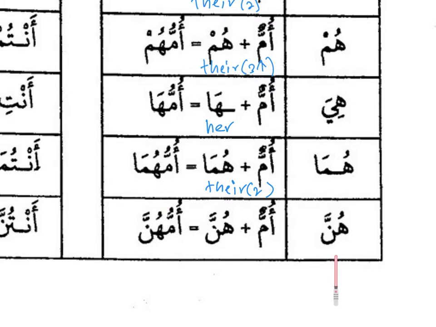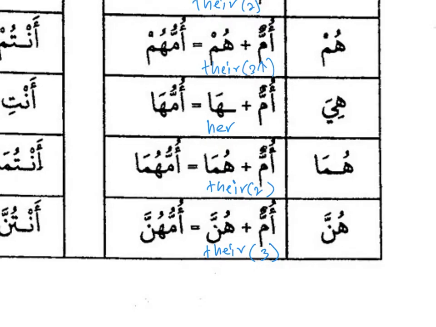And the next word is hunna. Hunna, which means they, three and above, for female. Now you want to say their mother. What is the word? The word is also hunna, but this is no longer the damir munfasil. This is damir muttasil. Therefore, it has to be attached to the word ummu. So you say ummuhunna, you write them together. The meaning is also their, but now this is for three and above.